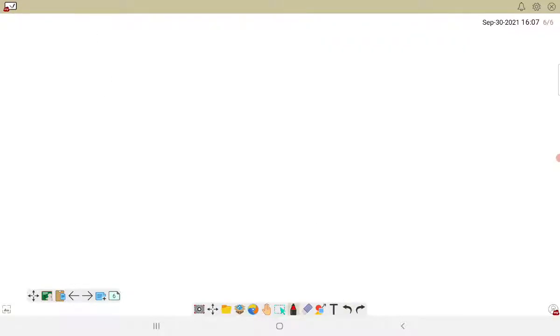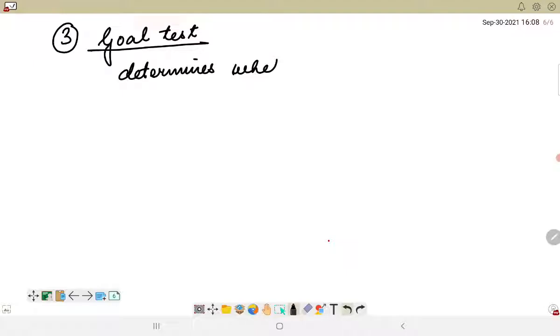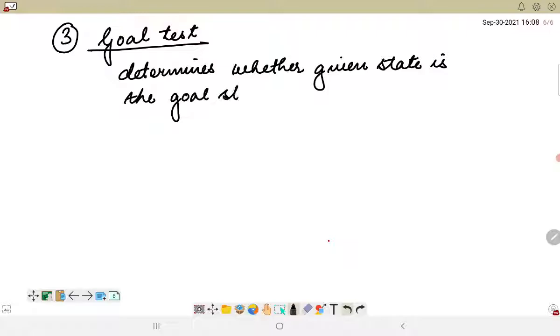So the next point that we will be discussing is the goal test. Okay, so what does this goal test do? The goal test determines whether a given state is the goal state.